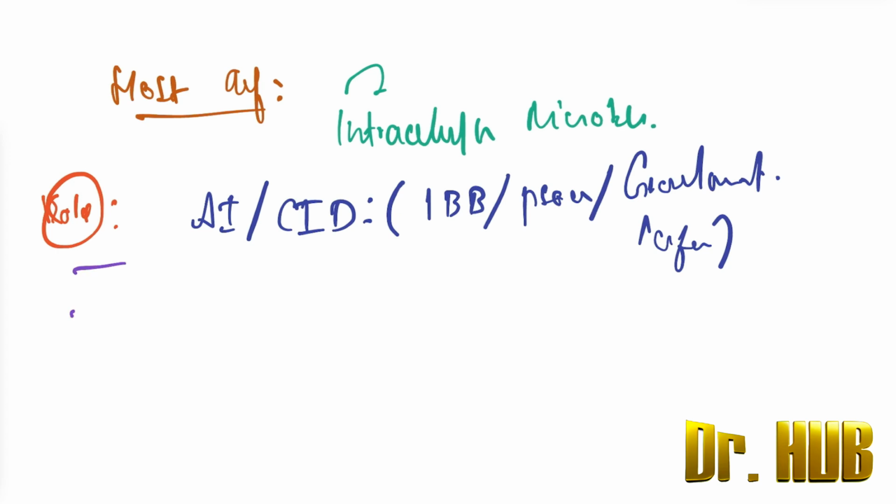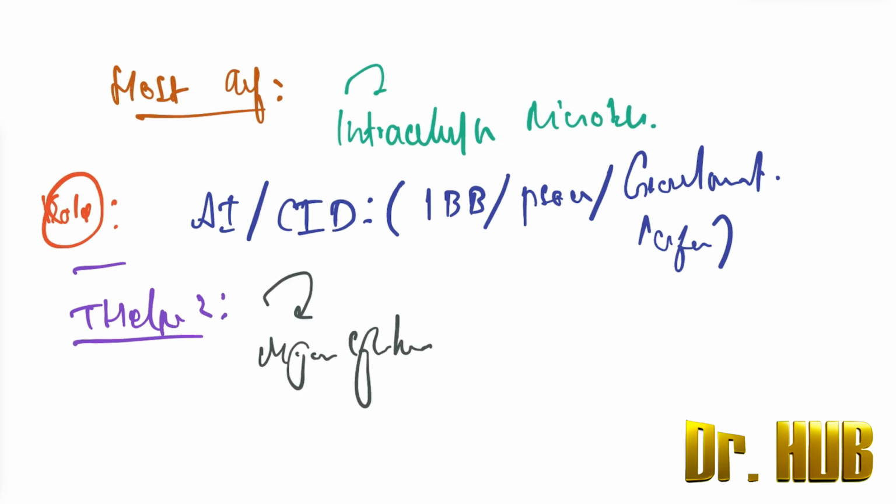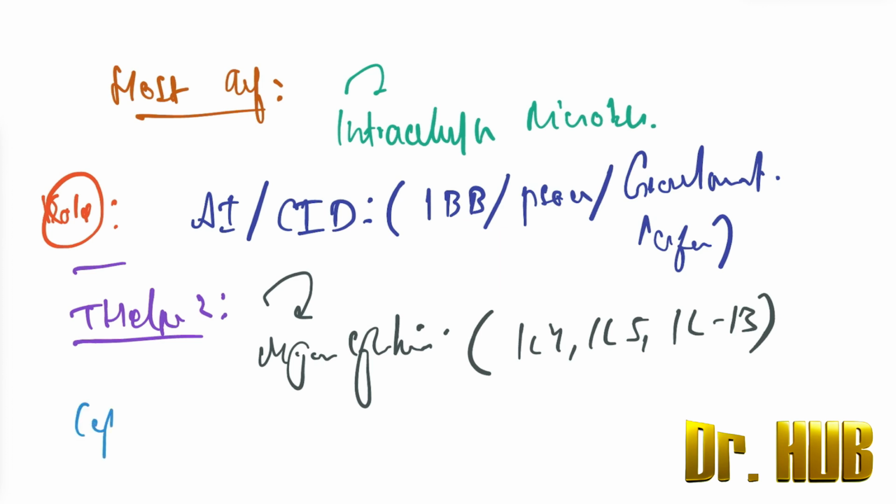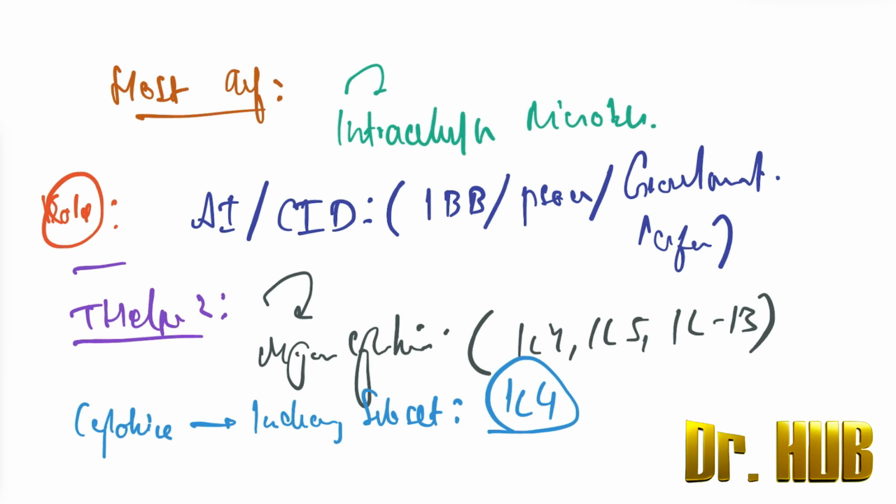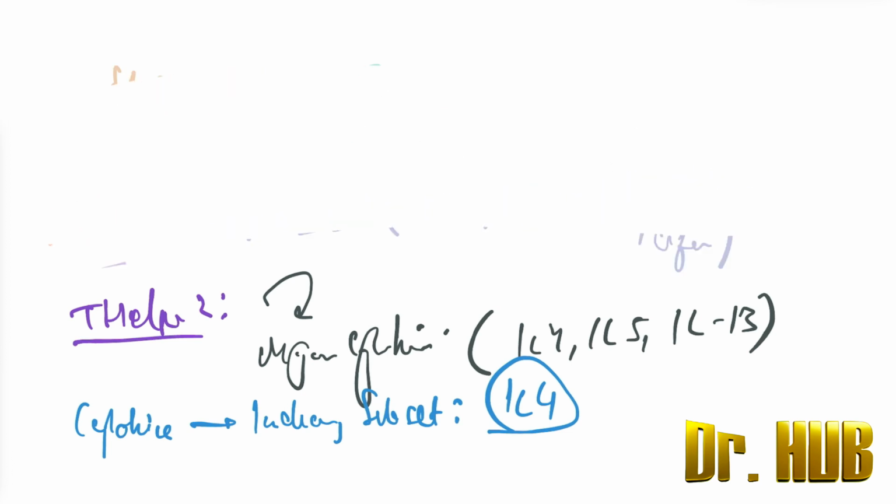Next, we look at the T helper 2. In terms of T helper 2, the major cytokines involve IL-4, IL-5 as well as IL-13. So what are the cytokines that induce the subset? The cytokine inducing the subset is IL-4.